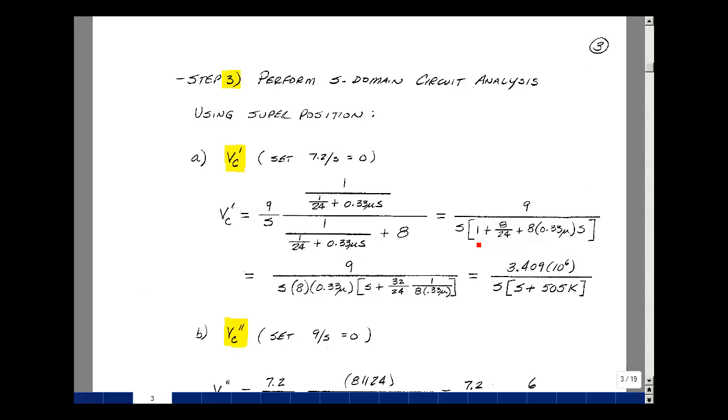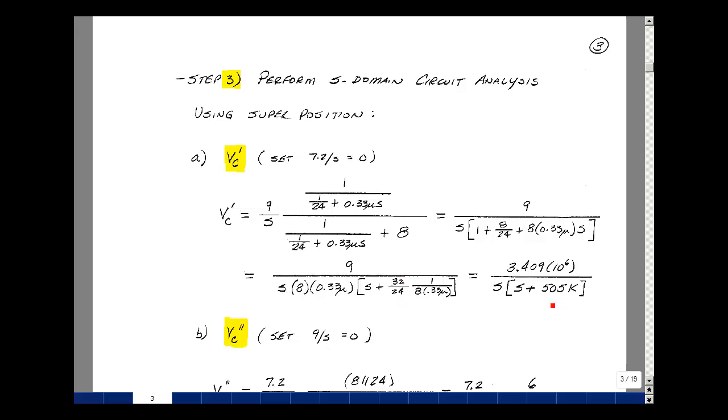Let's add these two together. This would be 24 over 24, so that'd be 32 over 24. And that's that term right over here. I'm going to pull out this 8 times 0.33 micro. So pulling that out in front, I'll be dividing by that for this term. Then I just have a 1 times S, and then I've got that term in front here. So multiplying this out and dividing it into 9 turns out to be 3.409 times 10 to the 6th. We have S, and then we have S plus the reciprocal of this times 32 over 24, and that turns out to be 505K.